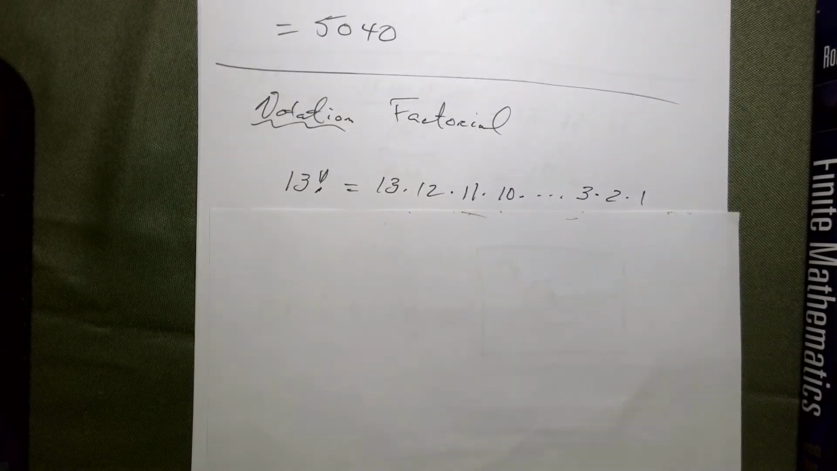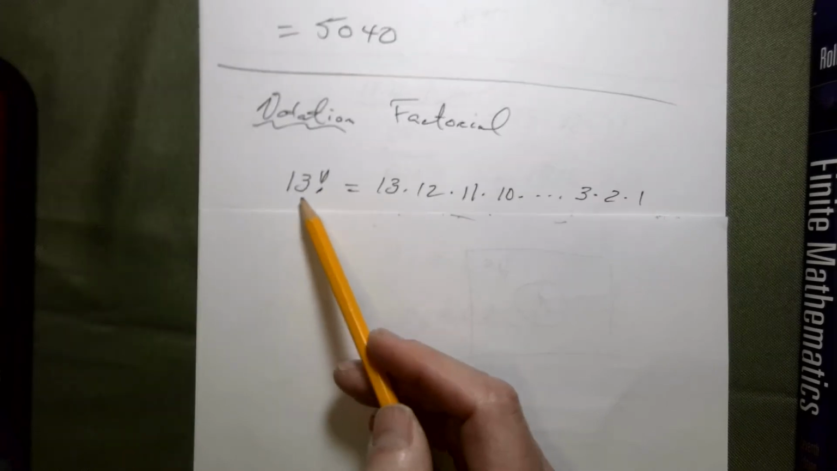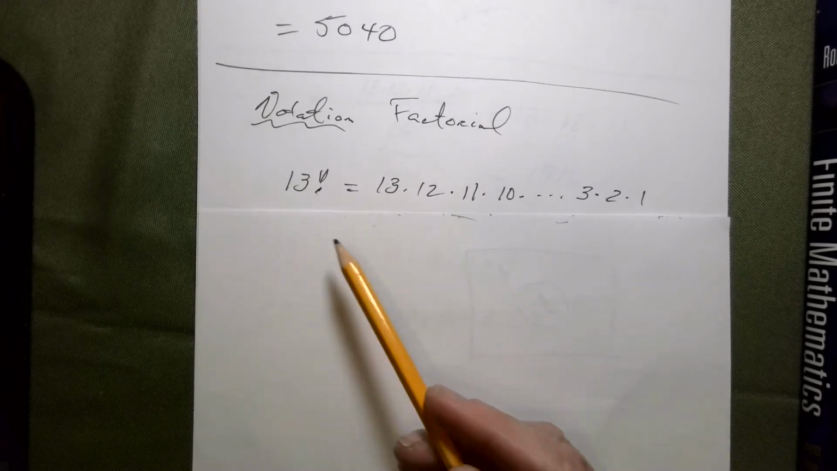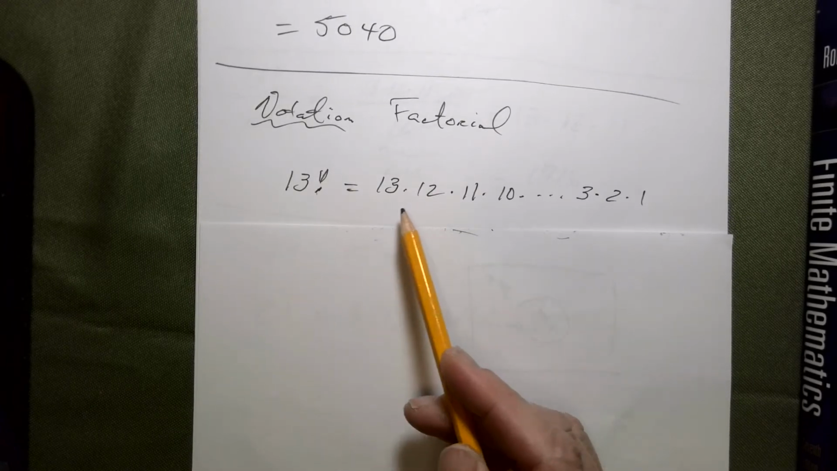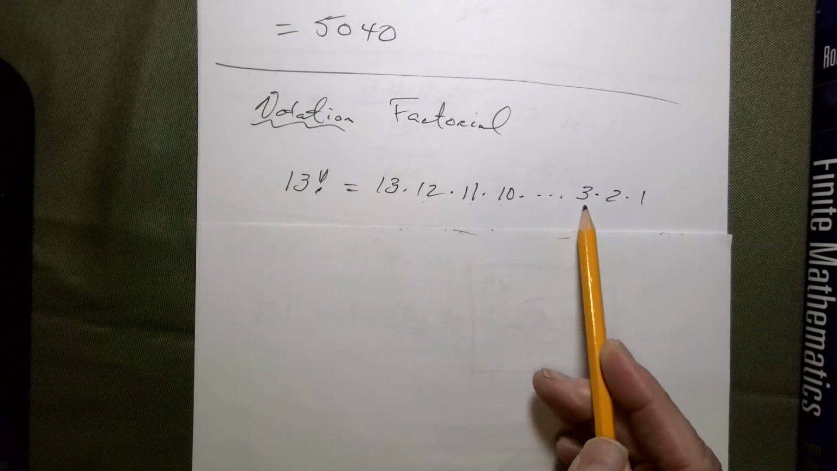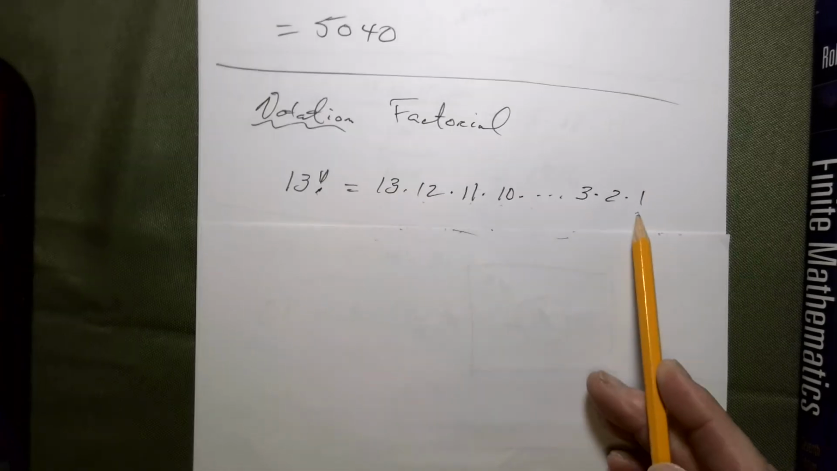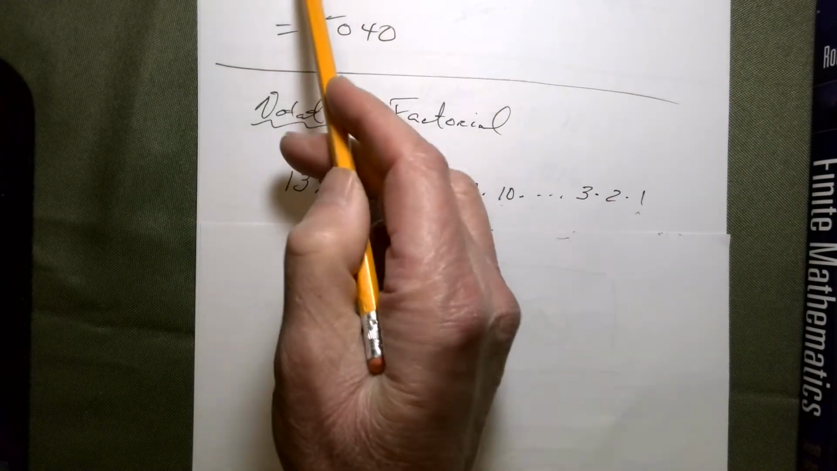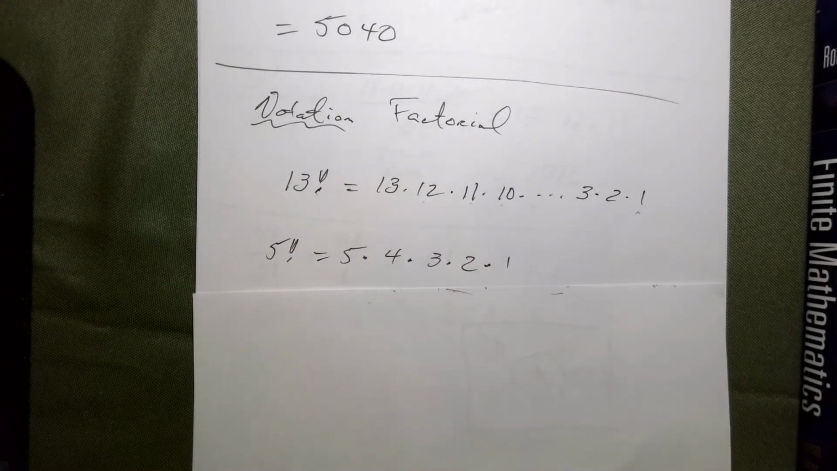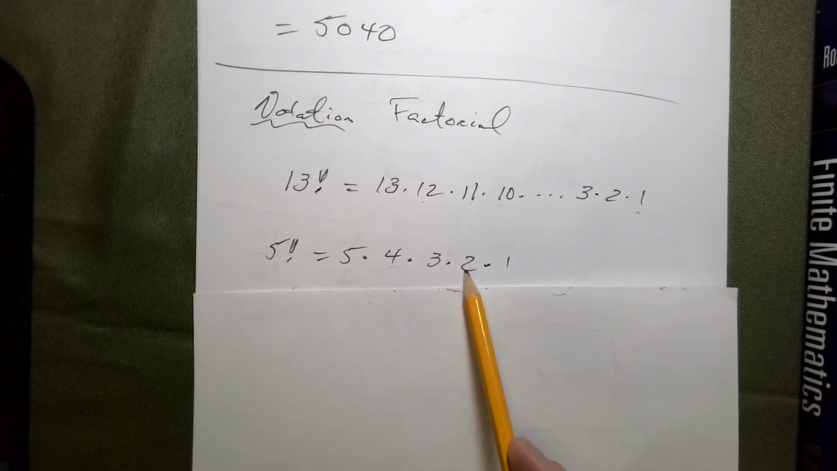We come up with something called the factorial function. And when I write down 13 exclamation point, it doesn't mean 13 is excited, okay? It is a shorthand notation for 13 times 12 times 11 times 10, all the way down to 3 times 2 times 1. And notice what's happening is you're multiplying a bunch of numbers and you're going down by 1. So 5 factorial is a shorthand notation for 5 times 4 times 3 times 2 times 1.